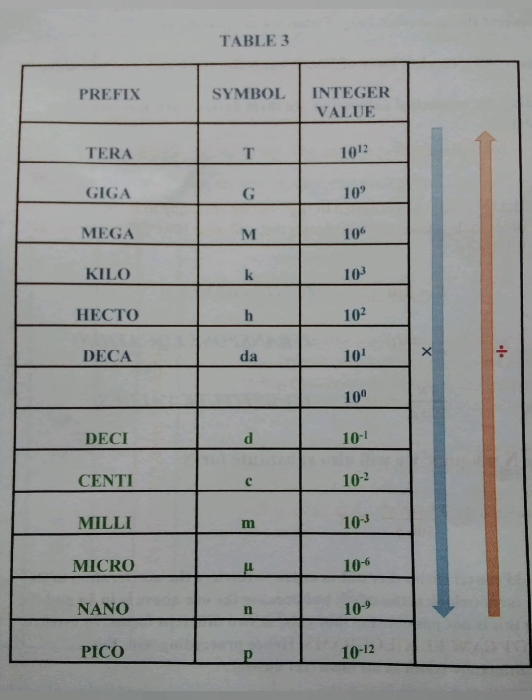As you can see, this particular prefix table goes from tera to pico. The multiples are in blue, while the submultiples are in green. Each prefix is represented by its own symbol, and each prefix is also represented by an integer value.